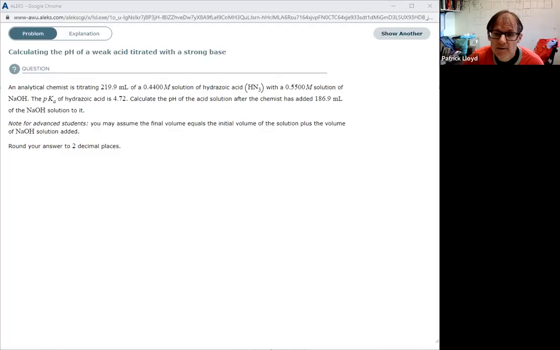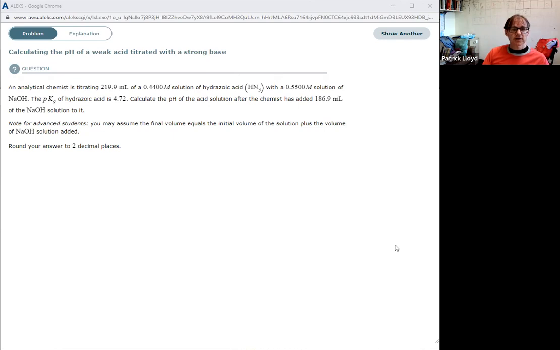Okay, so in this video, I'm going to show you an example of one of these acid-base titrations where we're going to calculate the pH of the solution. Okay, so let me bring this problem up. There we go. Okay, so this is calculating the pH of a weak acid titrated with a strong base.